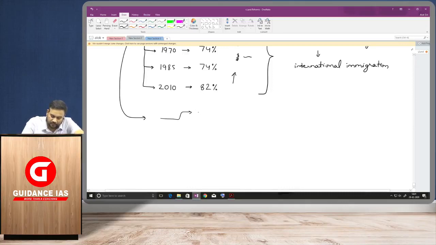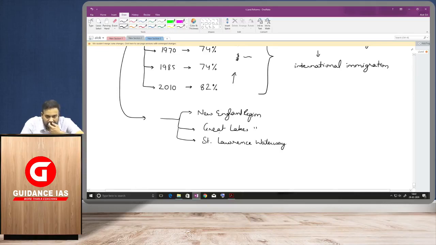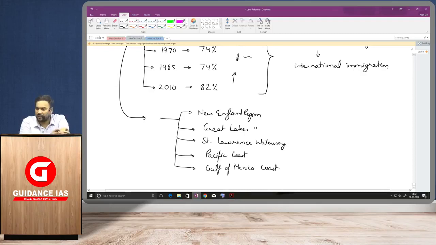The main pockets include the New England region. New England region is one area. Then the Great Lakes region is another area. Then Canada's St. Lawrence waterway is another area where it is concentrated. And there are some pockets elsewhere, like one important area which has emerged, the Pacific coast. Another area where it has emerged is the Gulf of Mexico coast. So can I say these are the important areas of urbanization?